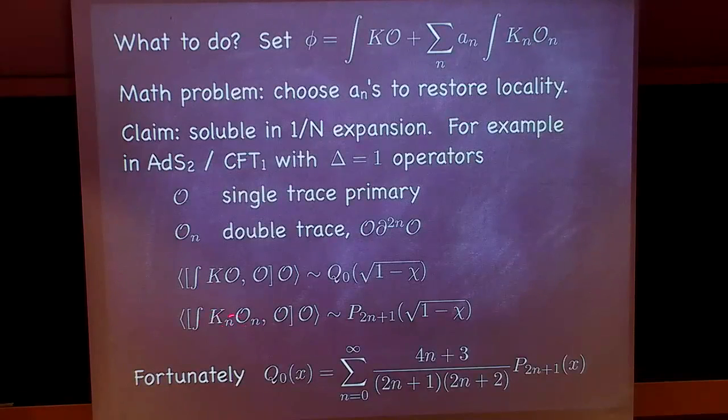singularity. You've also got all of these higher dimension operators, these O_n, that are double trace. You do the same calculation with them, take the commutator inside a 3-point function. It turns out that commutator is given by Legendre polynomials of order 2n plus 1. So these guys also have square root singularities as chi goes to 1.